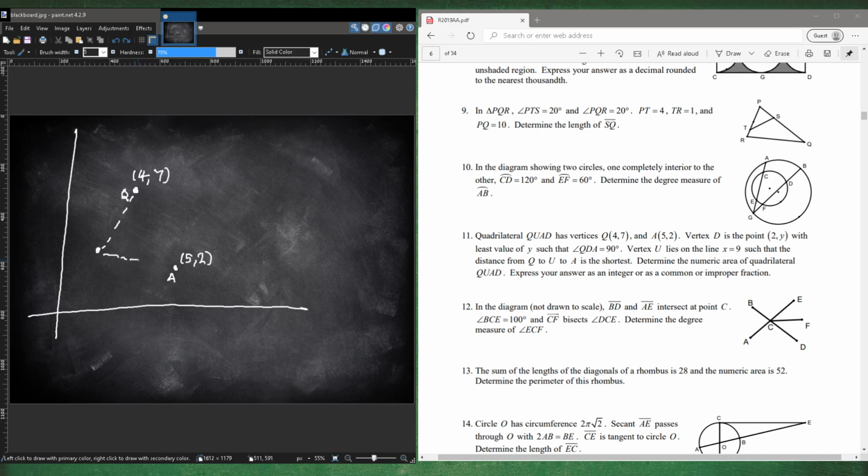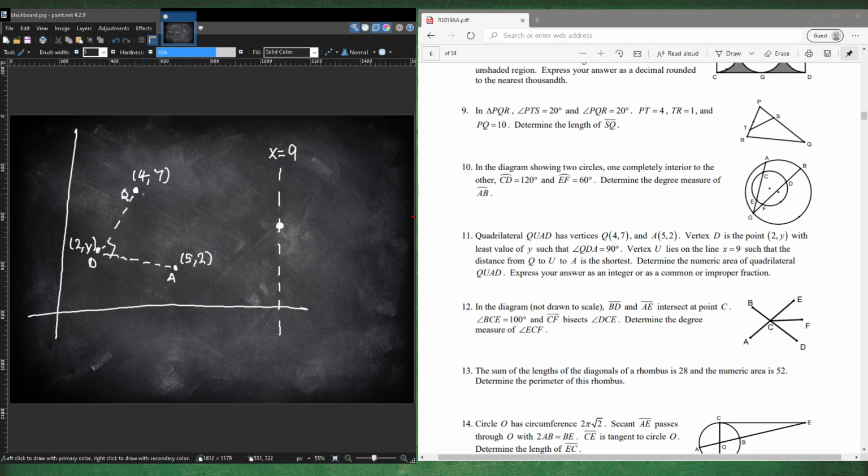Let's make this a little bit straighter to the right point, and that makes the 90 degrees. This is point D, and this is 2y. They also have vertex U that's on line x equals 9. So let's say we have this line, we call x equals 9, and we have point U on it, such that the distance from Q to point U, which is on this line, to A is the shortest. So let's just say the point is right here.